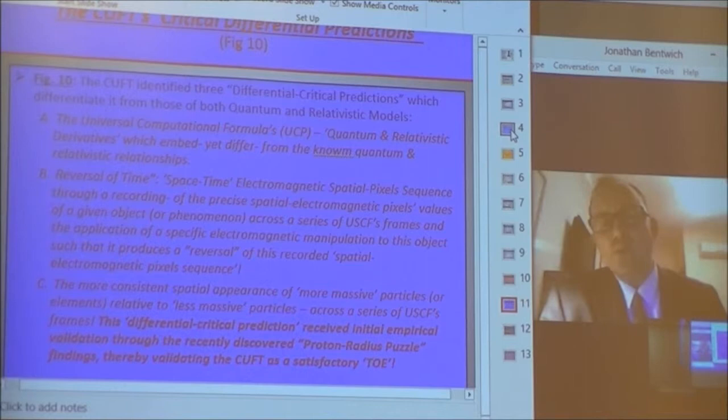In other words, it would be presented at a smaller percentage of these frames. It will not show up on all of the frames. So this is a prediction, again, that can be tested and is worthwhile to be tested.